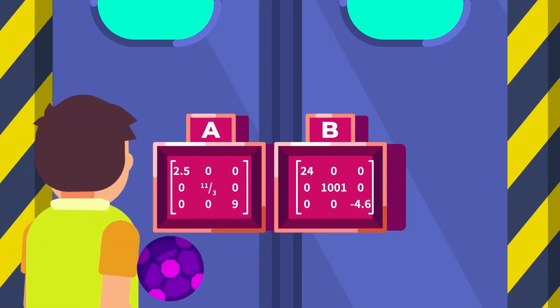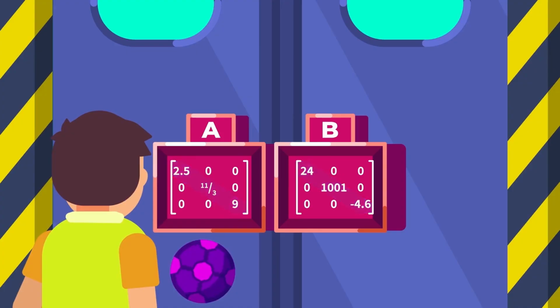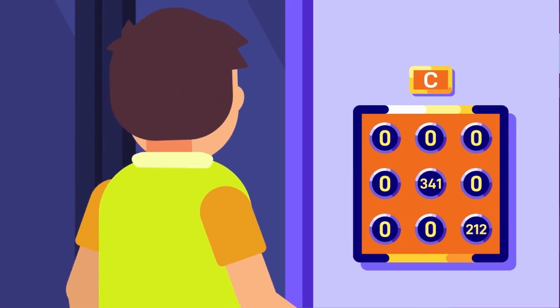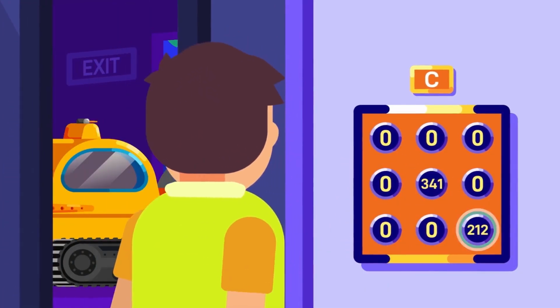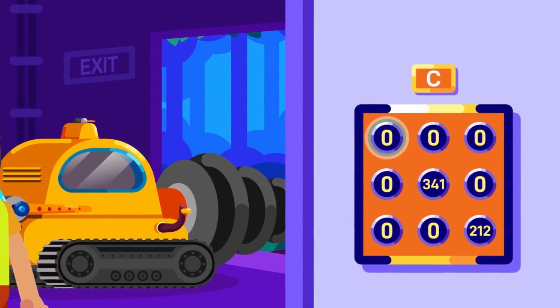Diagonal matrix. A diagonal matrix is a matrix where all non-diagonal elements are 0. Matrices A and B in our examples here are diagonal matrices. Matrix C is also included in this type since the non-diagonal elements are 0, although one of its diagonal elements is 0.